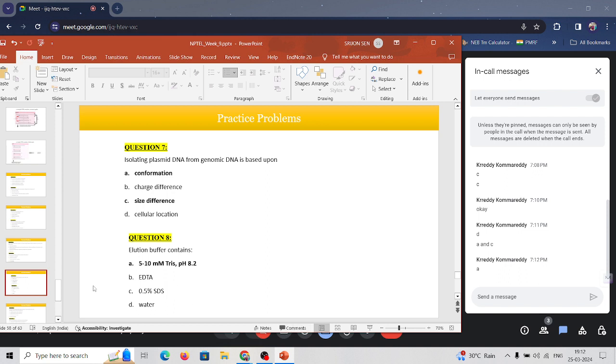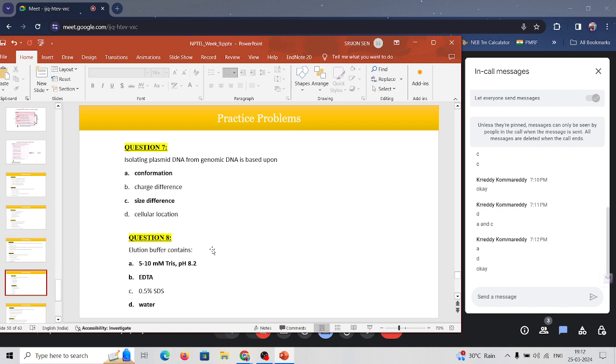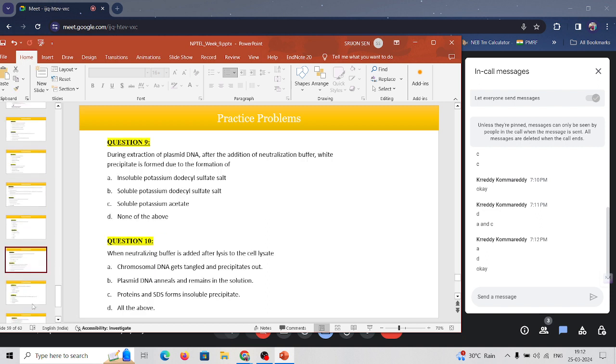Definitely water is there, so we all know water is there. Yes, water is also there. How can water not be there? The other important option is option B. It is EDTA for chelating the ions. Okay, that can act as the different cofactors. Anyway, so these are the options that are correct.